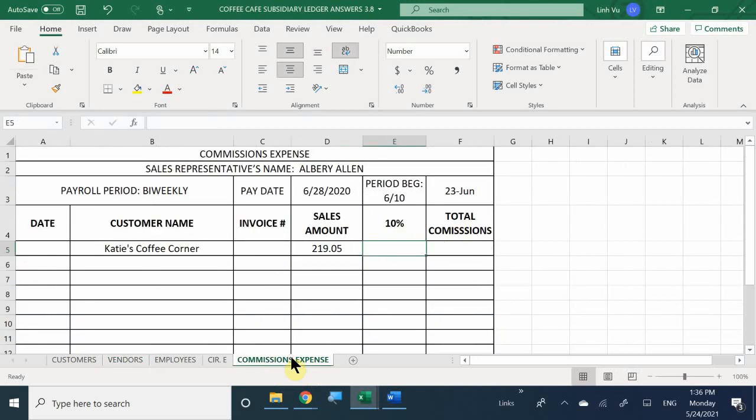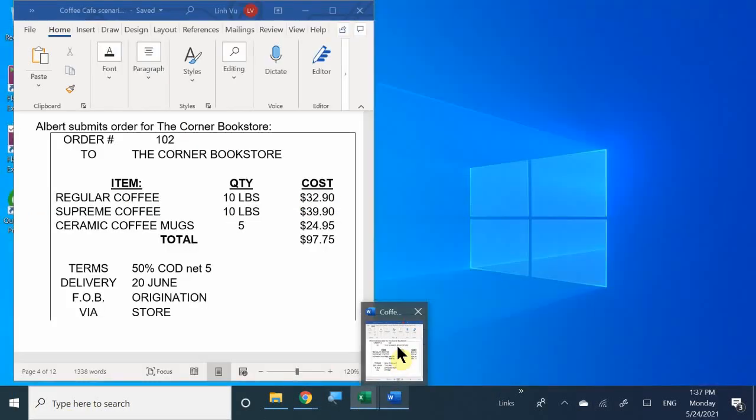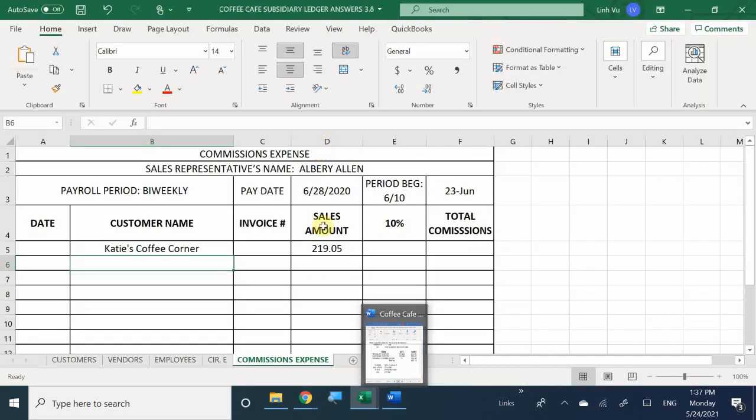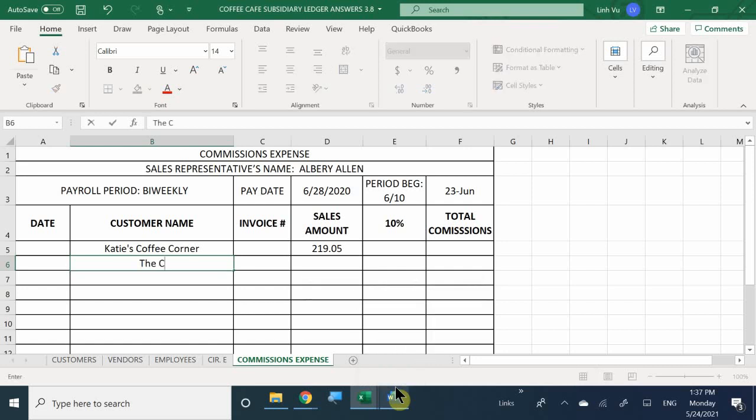So that means we need to make sure that Albert does his job by making sure that he delivers to this person, and that he's going to deliver for this amount. So the only information is who you are expected to sell to: The Corner Bookstore. Invoice 102. Well, we haven't established that yet, but as you go down further on, you will find it. Oh yeah, I have it filled in because I already got that far. No worries. The Corner Bookstore, and then 127.75 in the sales amount.